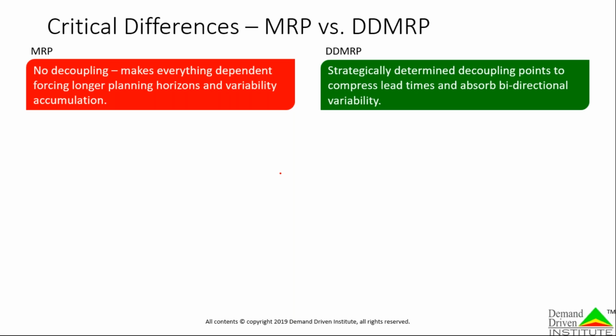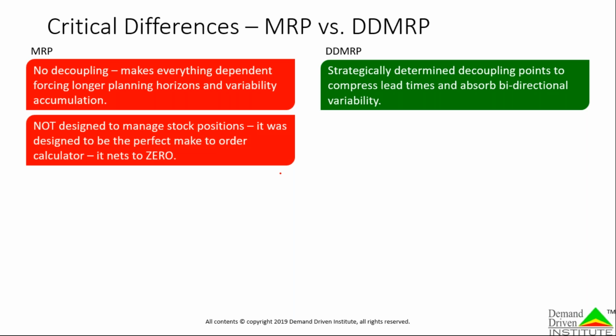With DDMRP, you strategically determine decoupling points, and those strategically determined decoupling points compress lead times and absorb the bidirectional variability. In other words, DDMRP was designed specifically with decoupling in mind.